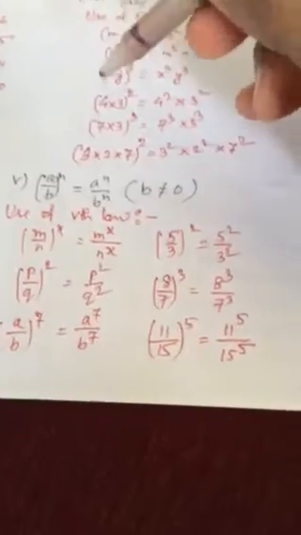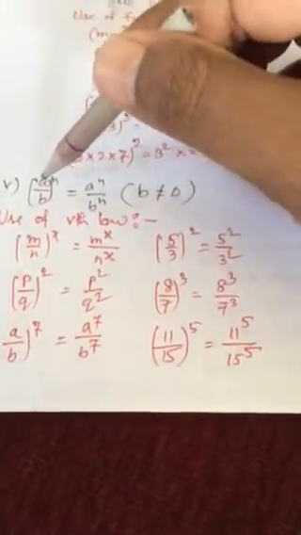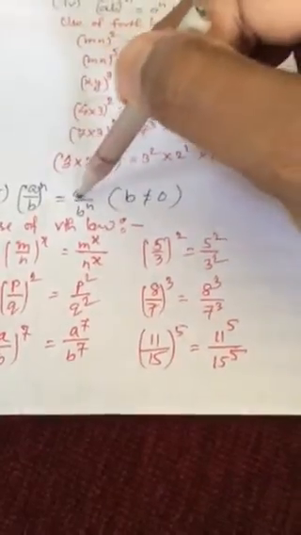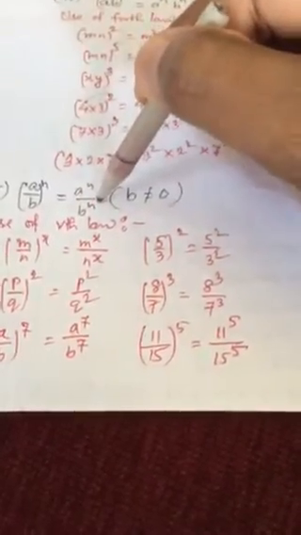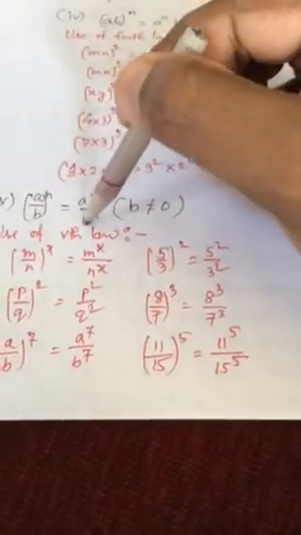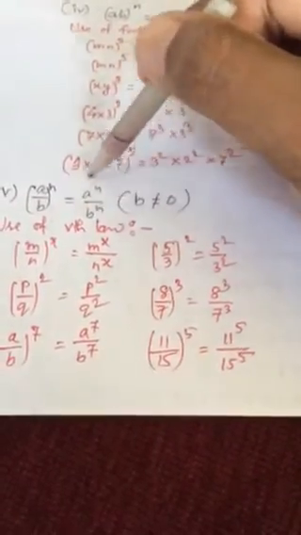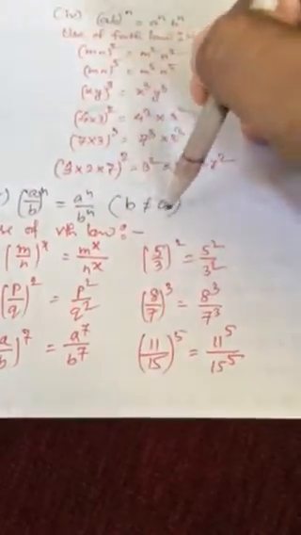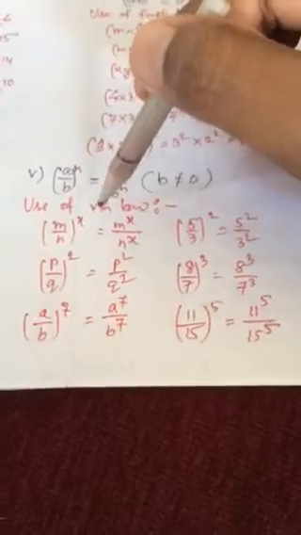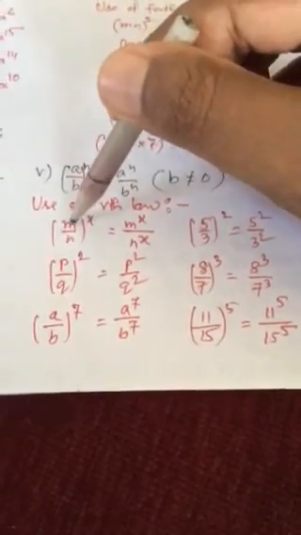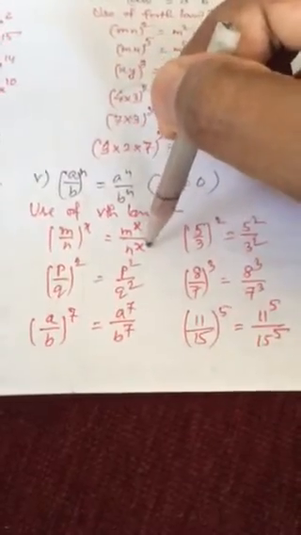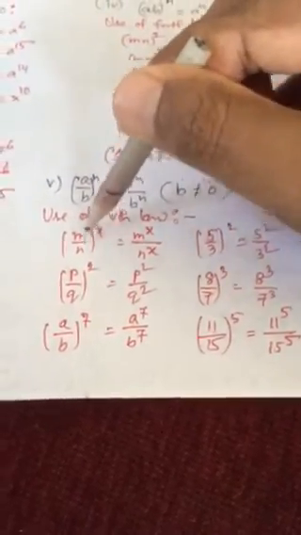Here we will see the fifth law of indices. Okay, (a by b) to the power n equals a to the power n by b to the power n. Here b should not be equal to 0. If b is equal to 0, then it will not be a fraction. Okay, so b should not be equal to 0. The use of the fifth law. Okay, here we will learn the use of the fifth law. (m by n) to the power x equals m to the power x by n to the power x. This power will go to both.